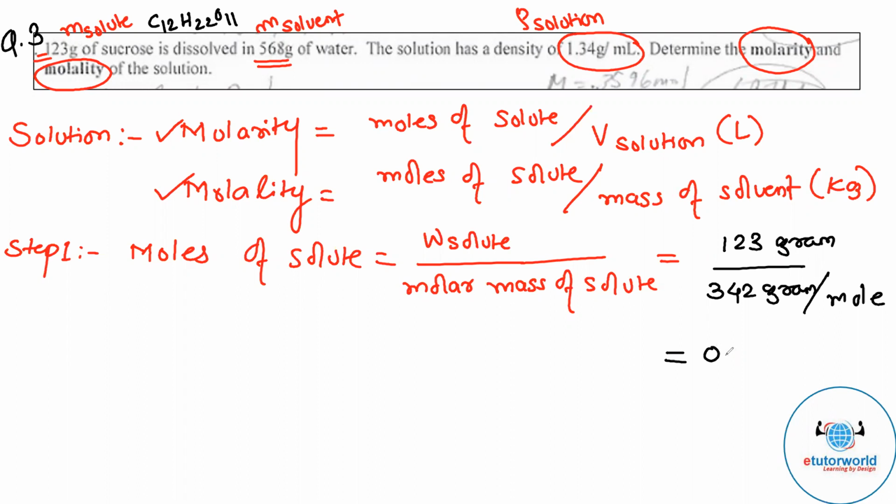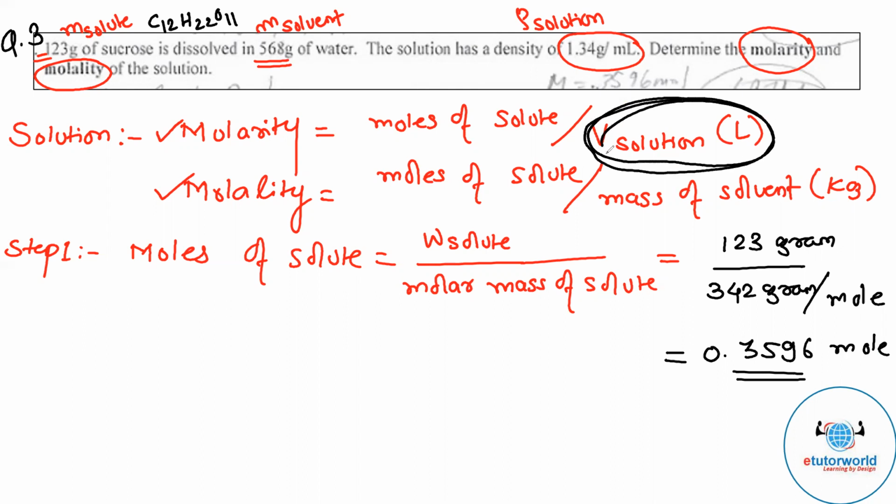You are there, Aditi? It should be 0.3596 mole. Okay? Understood this? Yes, sir. Okay, good. Now, Aditi, we have the moles. Even the mass of solvent we have. But one thing we don't have. We don't have the volume of the solution. How to get the volume of the solution? We are going to get it from the density.